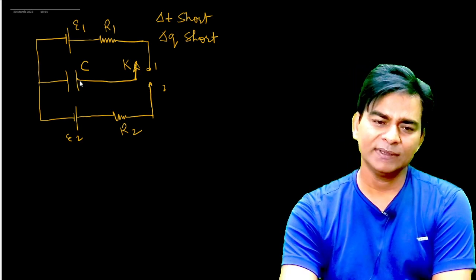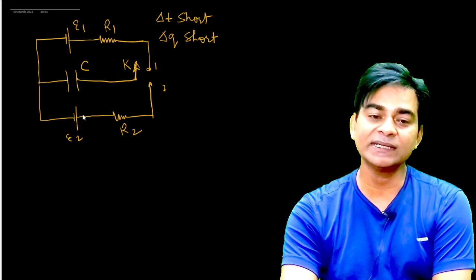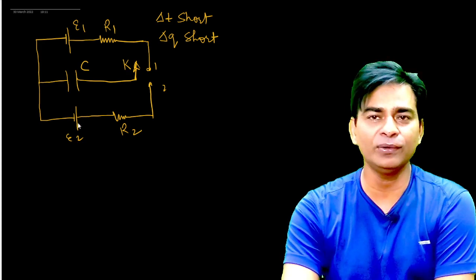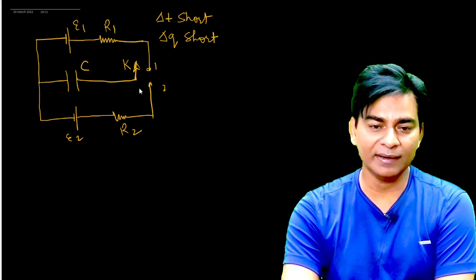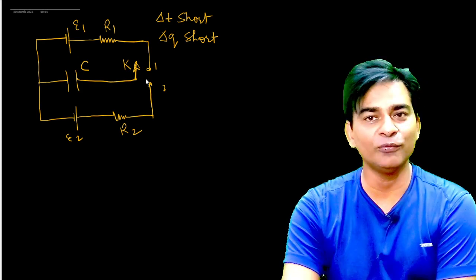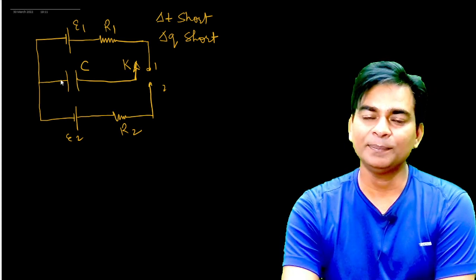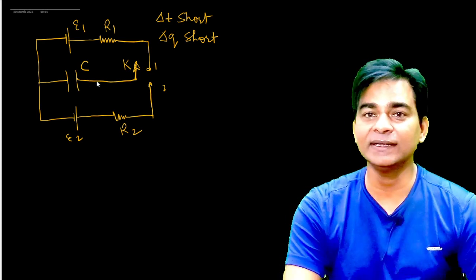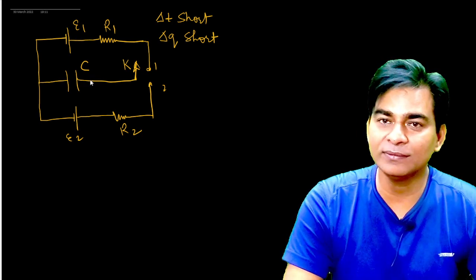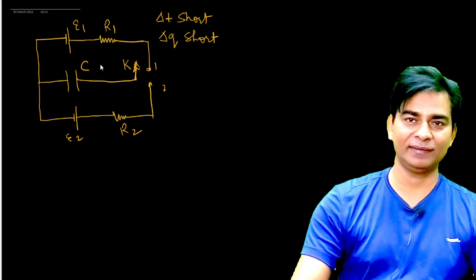Obviously, if the charge is such that the potential drop across the capacitor is lesser than E2, then this battery will flow some charge to this. Then I connect to 1, and if the potential drop across the capacitor is still less than E1, then this battery will also flow some charge. After a long time, what will happen?